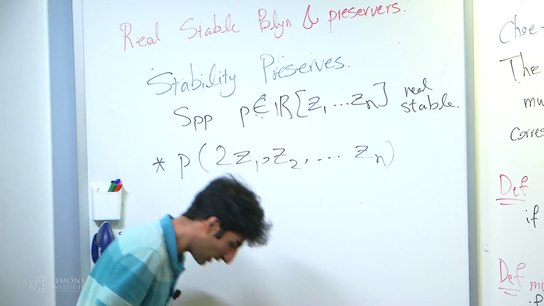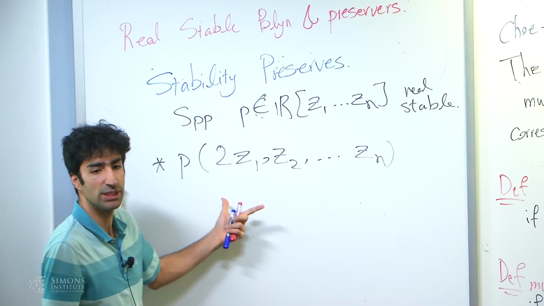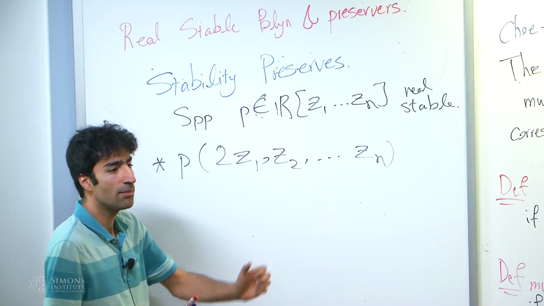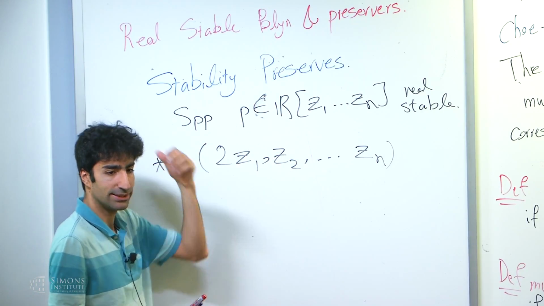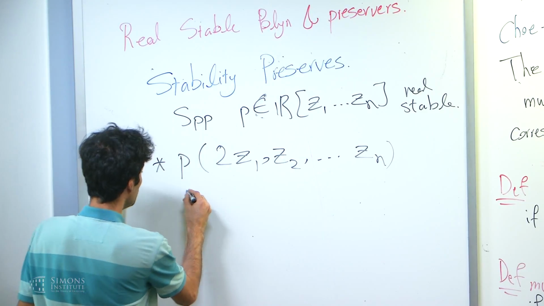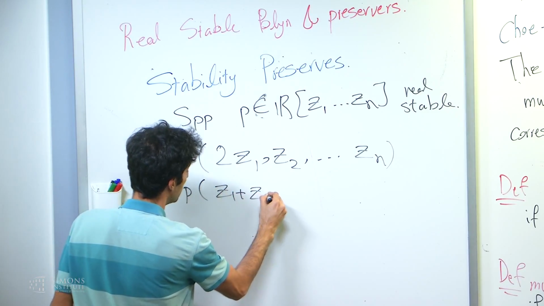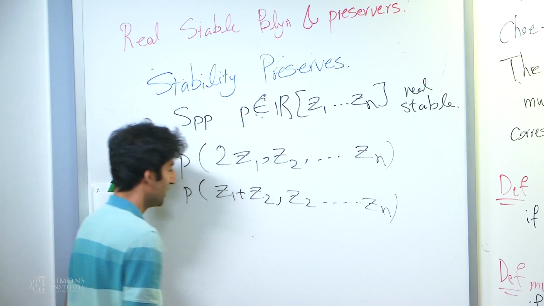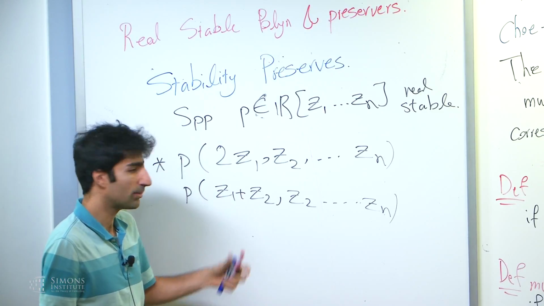And there are many easy ways to see it. Basically, if z_1 has positive imaginary value, so does 2z_1. So this mapping x to 2x maps the upper half complex plane to the upper half complex plane. So this polynomial is real stable. Any question here? So you can do some other thing. You can do, for example, z_1 plus z_2, comma z_2 to z_n. This is again the same thing. If z_1 and z_2 have positive imaginary values, so does z_1 plus z_2.